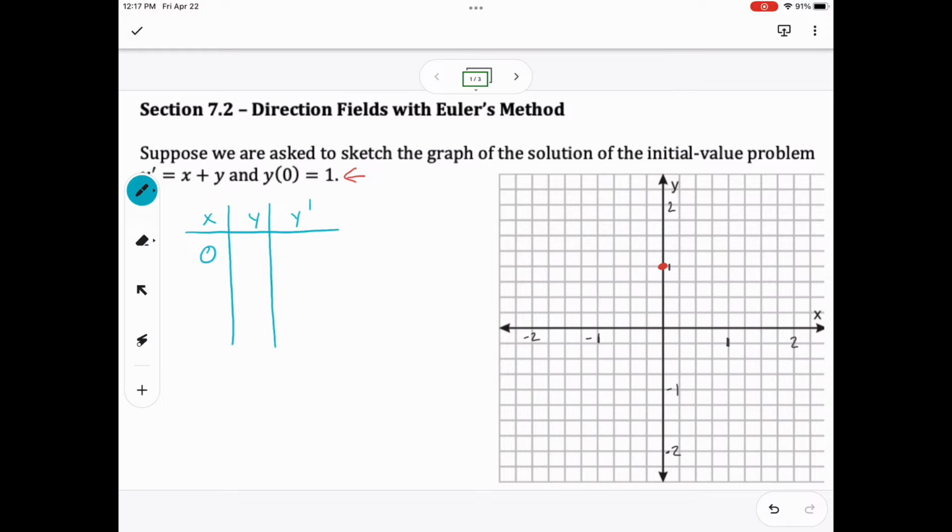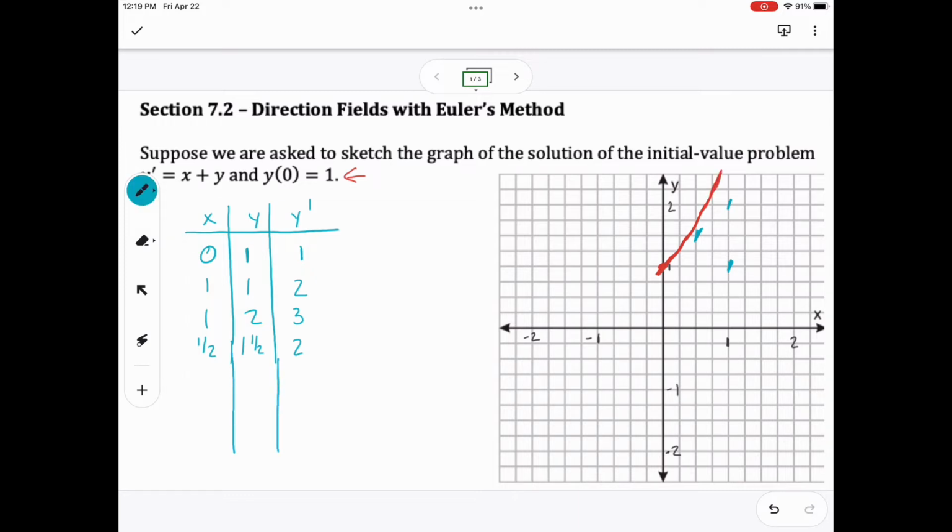So here at (0, 1), we'll start right there since that's our first point. When I plug in 0 plus 1, that tells me y prime is 1, so the slope is 1 at that point. So I can draw a line with a slope of 1. Let's plug in (1, 1). That gets me 2. (1, 2) gets me 3. So those are very steep points, and as I get closer to those, I should be sloping more vertically, heading up.